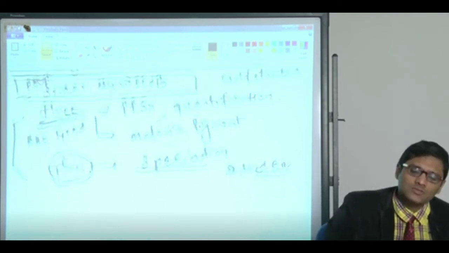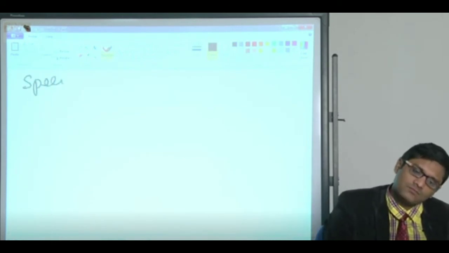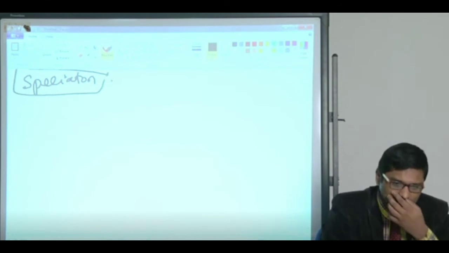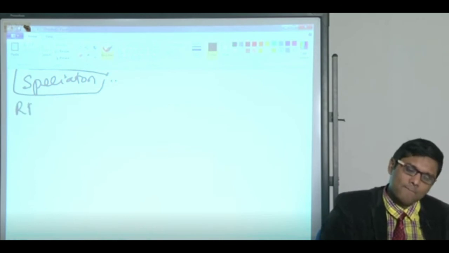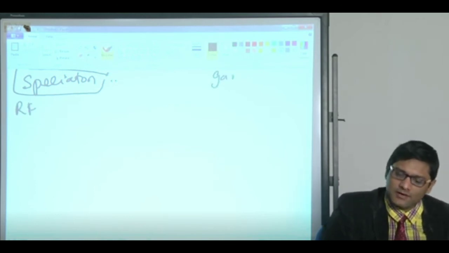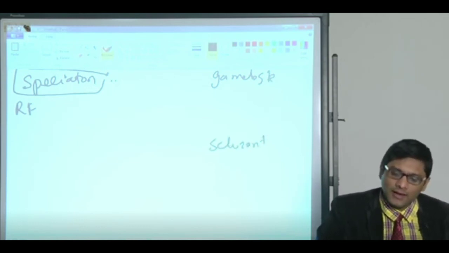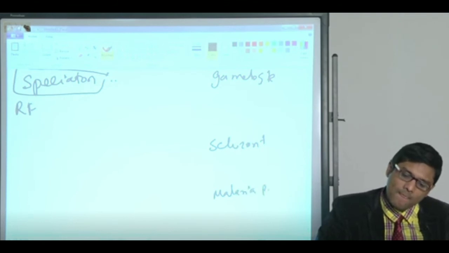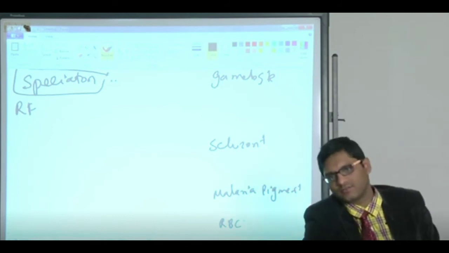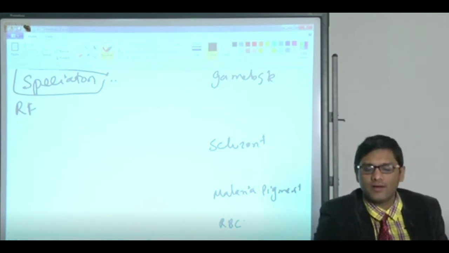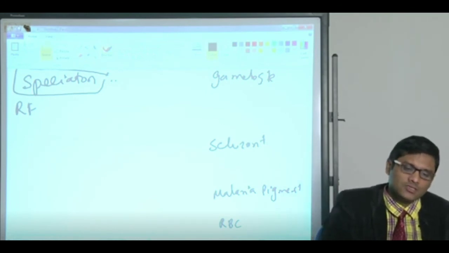So now I will tell you how speciation is done, how the thin smear is used for speciation. See, speciation is done based on 5 important properties: the type of ring form, the type of gametocyte, the type of schizont, the malaria pigment, and the RBC structure. Depending upon all these 5 properties, the speciation is done.